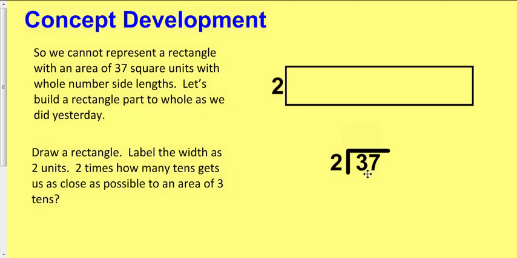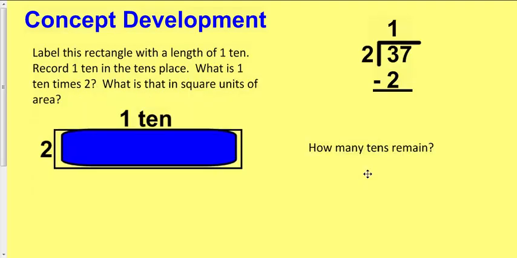All right, so we already talked about that we cannot represent a rectangle with an area of 37 because we're going to have a remainder. So here's what we're going to do. We're going to approach this a little bit differently than we did yesterday. Yesterday I just kind of thought of 37 and I thought of how could I divide 37 by 2, and I just picked something. Today we're going to use a little bit more of a long division approach. And we're going to say, okay, well there's 3 tens. How many times does 2 go into 3? And 2 goes into 3 once.